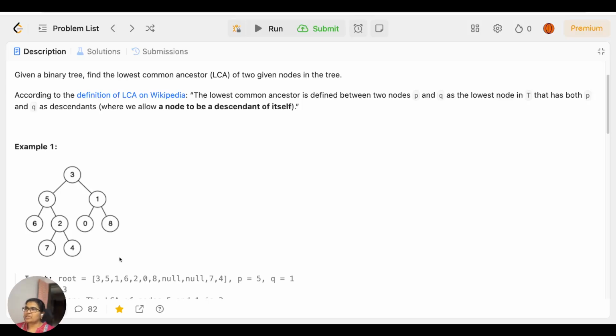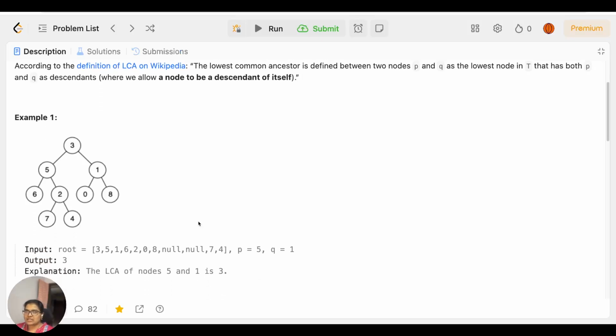Lowest common ancestor is defined between two nodes P and Q as the lowest node in T that has both P and Q as its descendants. So the nearest parent of both P and Q is what is the lowest common ancestor. So let's look at the example. If this is the tree given and P is 5, Q is 1, the nearest parent for both of them is 3. So the answer is 3.